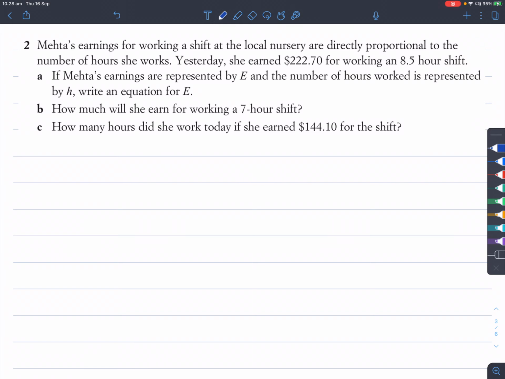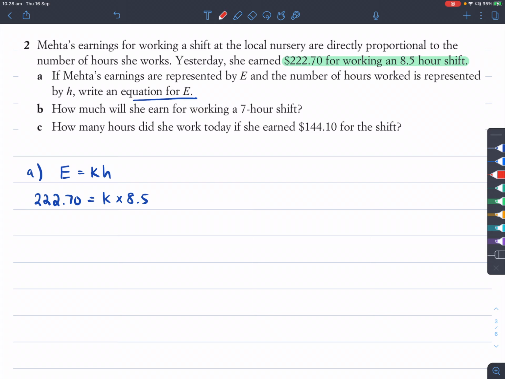Okay, so for part A, if you want to write an equation for E, then we write E, our earnings, is a constant, which is K, times another letter, which is H, the number of hours. So we've got to find out what K is. To do that, we substitute in her earnings as well as the number of hours. That's what I've highlighted. I'm going to substitute in E as that and H as 8.5 hours. So 222.7 is equal to K times 8.5, which is exactly the same thing as 8.5K.